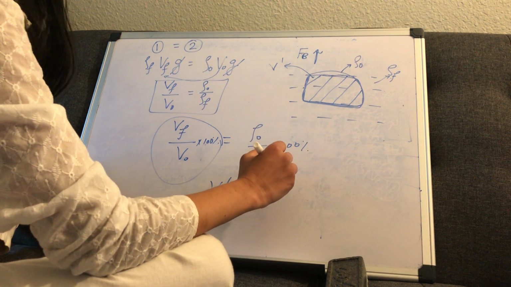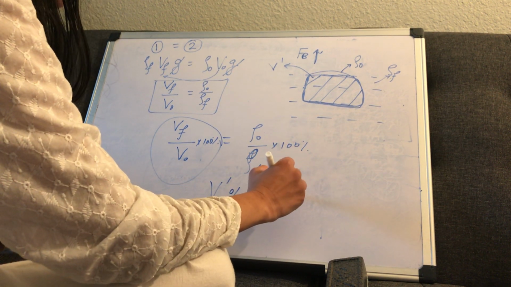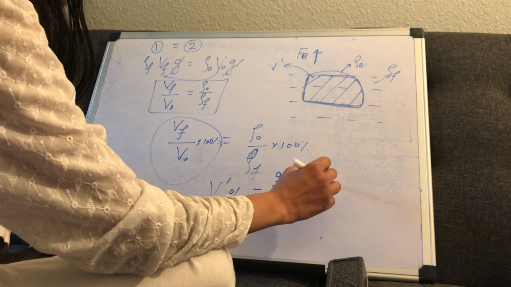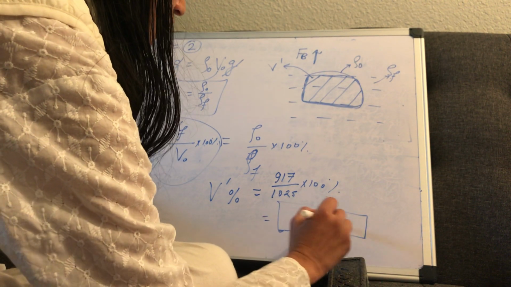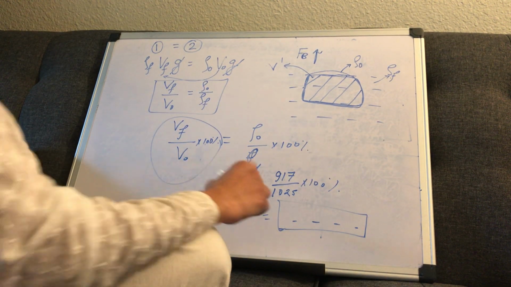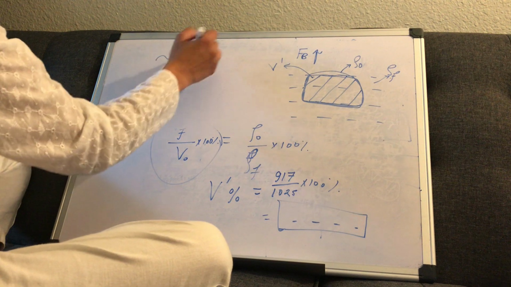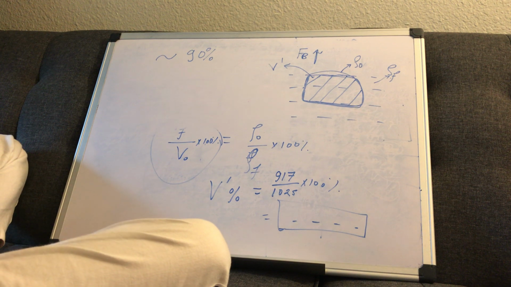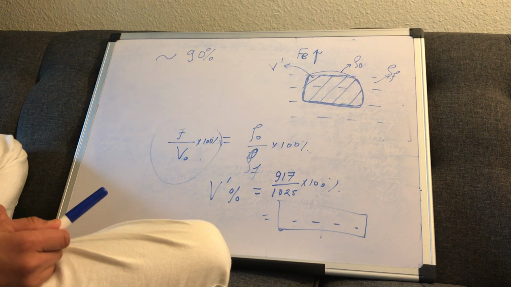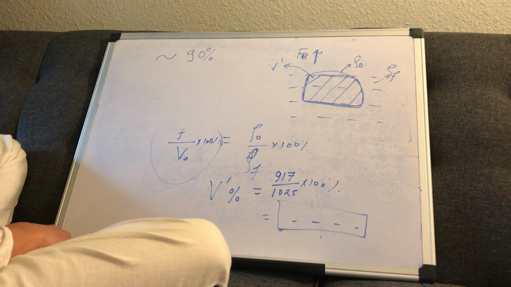Okay, so this quantity is equal to what? Rho naught is what? 917, divided by 1025, times 100%. Please calculate this value, and that should give your answer here. I'm going to leave that for you to do. The answer should come close to, not exactly, 90%. So the saying that the iceberg is 90% below the water seems to be correct. Okay, all right, that is the example for buoyant force.